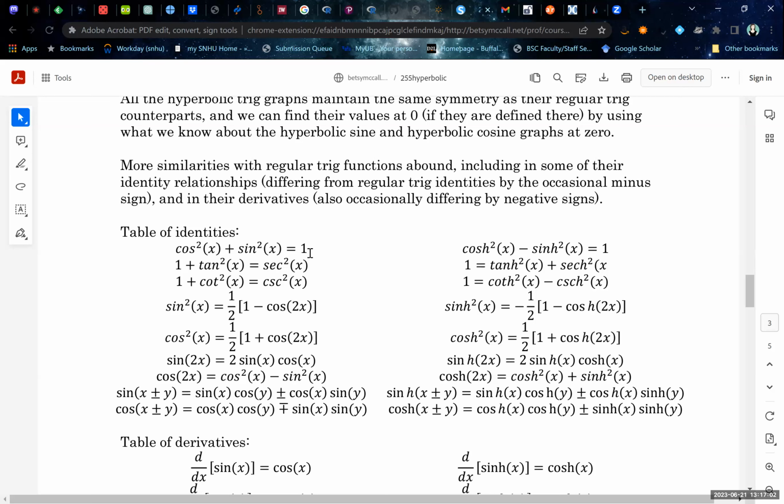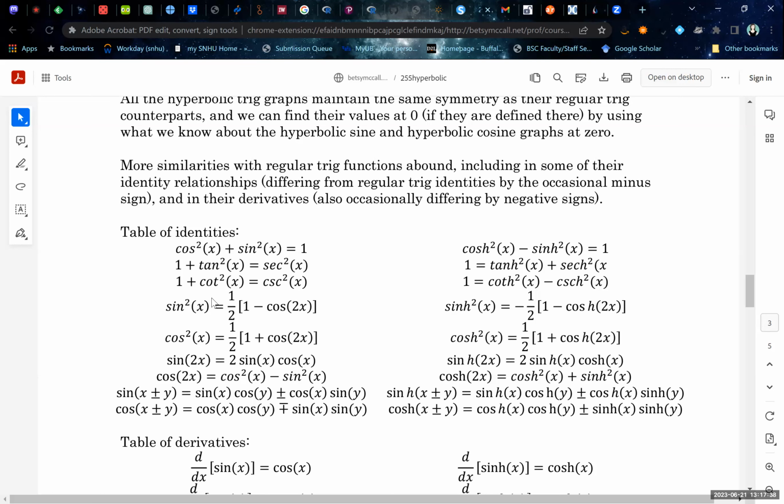If you divide your original identity by cosine squared, you end up with 1 plus tangent squared equals secant squared. If you do the same thing in the hyperbolic identity, they're typically moved around to account for the minus sign. But you end up with 1 is equal to hyperbolic tangent squared plus hyperbolic secant squared. Again, because they move the sine squared over cosine squared over to the other side of the equation.